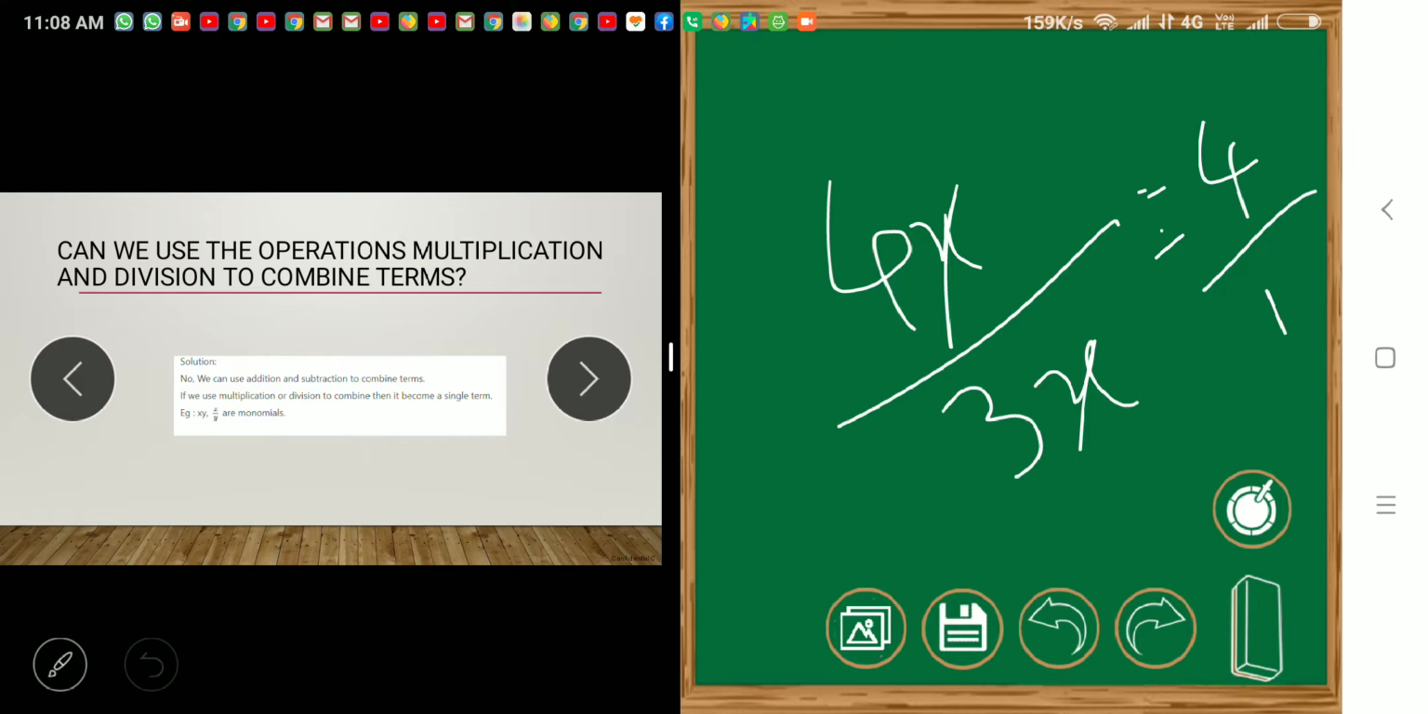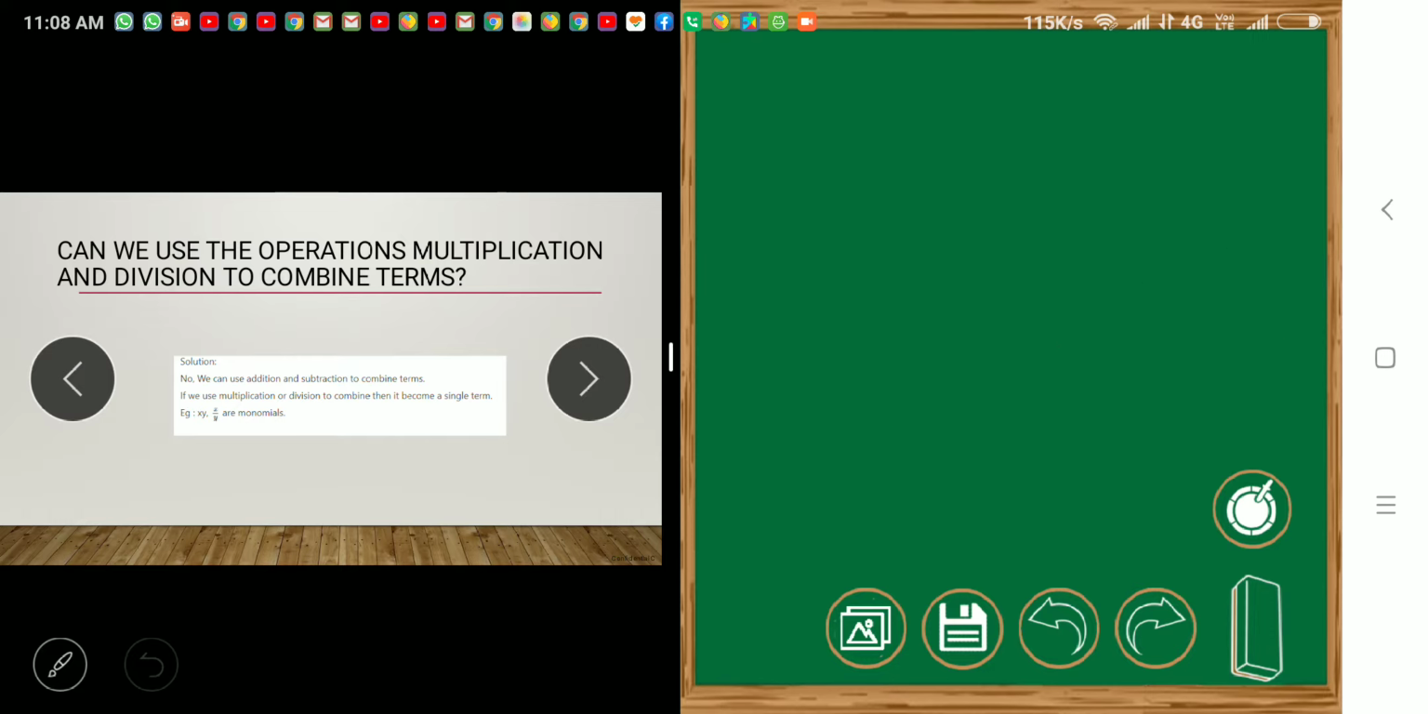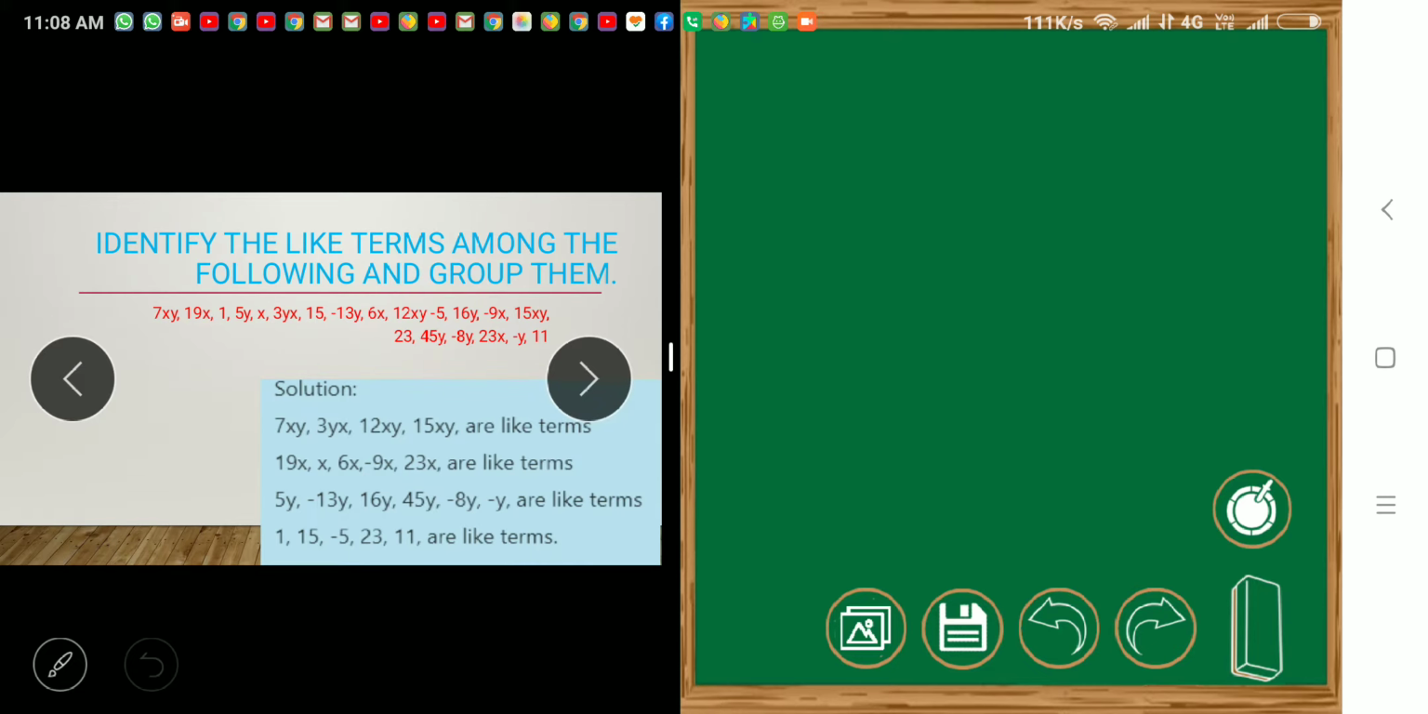If we use multiplication and division to combine, then it becomes a single term, isn't it? See, in the previous example, 4 3s are 12x square we got, so it will become a single term. And identify the like terms. What is the condition for the like term? It should have the same variable, if not the same factors, isn't it?